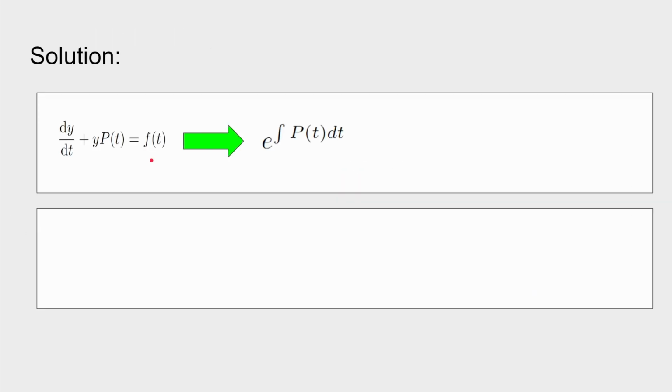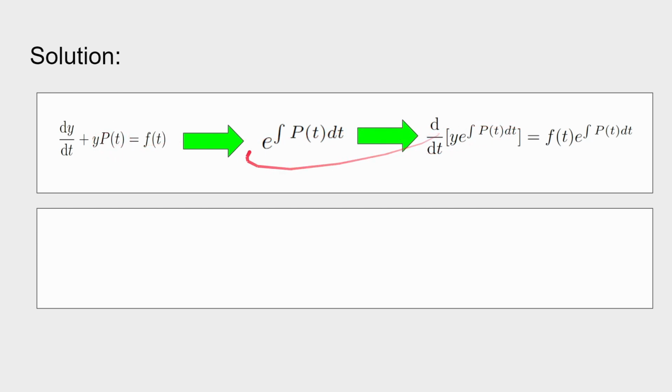The first thing you do is you get your integrating factor, e to the power of your function in terms of t, which is multiplied by y, this guy. Next, it goes into this form. So the derivative with respect to your independent variable of y multiplied by your integrating factor is equal to f of t multiplied by your integrating factor. Do not forget to multiply this on both sides.